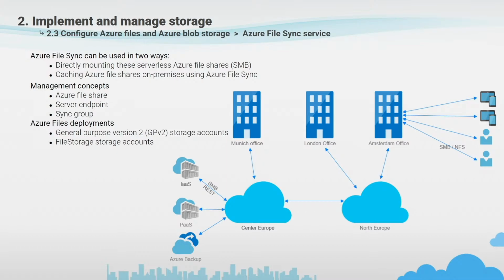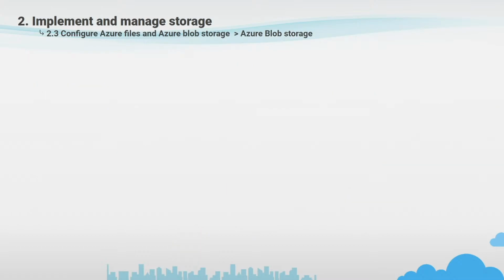There are 3 fundamental management objects for Azure File Sync. First is Azure File Share, that is a serverless cloud file share, which provides the cloud endpoint of a sync relationship. You have server endpoint, a specific folder on a volume or the root of the volume. And sync group, the object that defines the sync relationship between a cloud endpoint or Azure File Share and the server endpoint. Let's go ahead with the next topic, Blob Storage service.